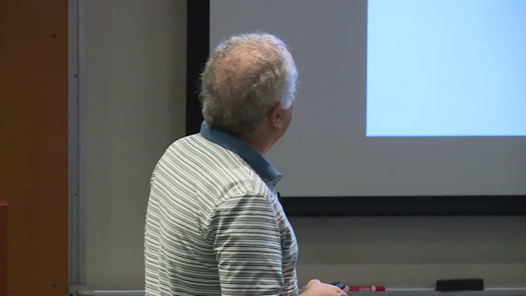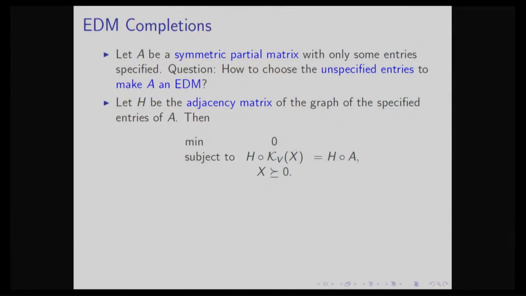Now, you can solve this problem in two ways. The first way is by noting that the specified entries of A define a graph in the natural way. So the specified, the given entries, define a graph. Let H be the adjacency of this graph. Then you can formulate this problem as this semi-definite program.